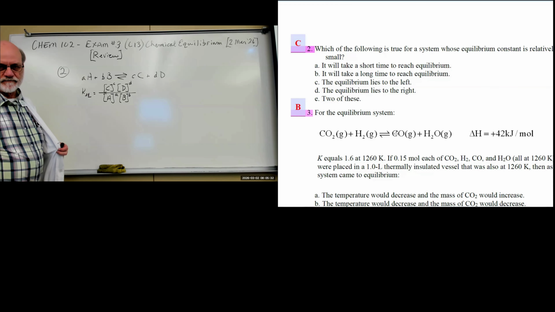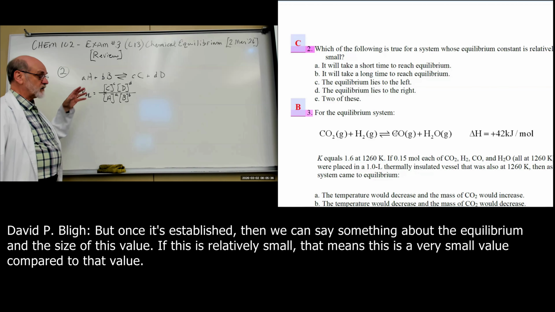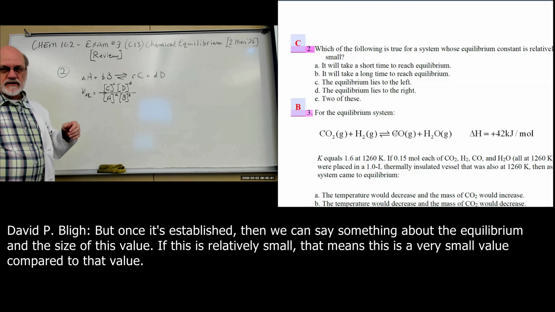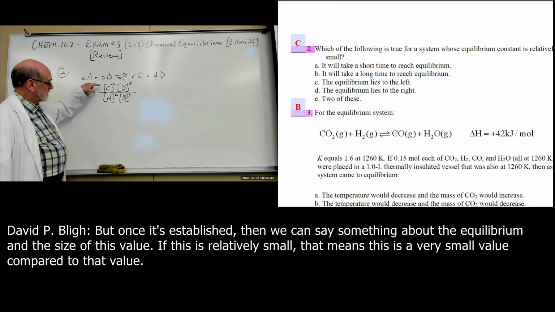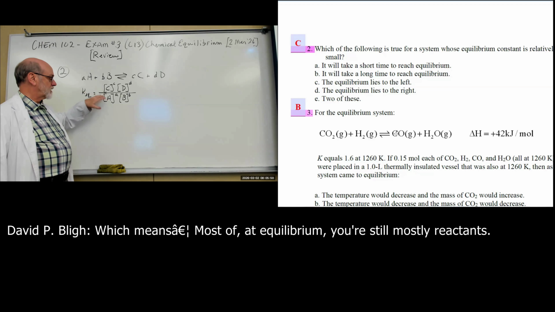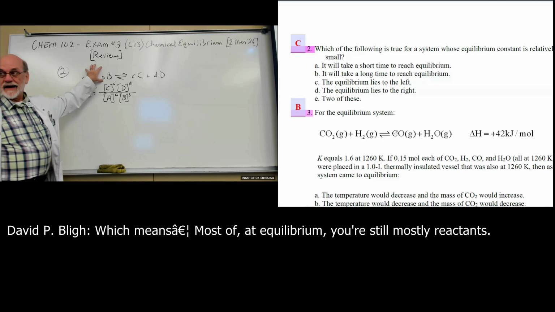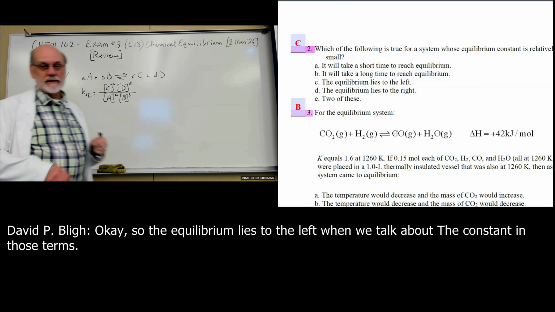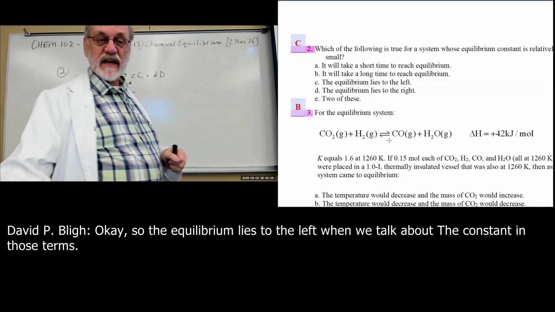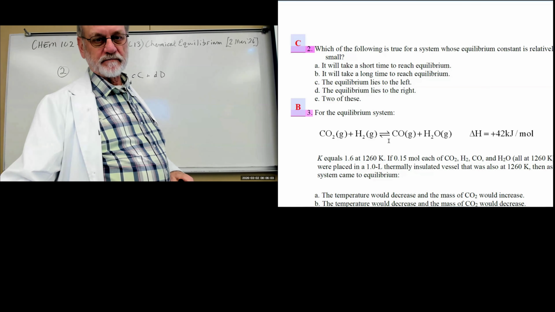They may have had good reason, or maybe they just figured, flip of the coin. But once it's established, then we can say something about the equilibrium and the size of this value. If this is relatively small, that means this is a very small value compared to that value, which means at equilibrium you're still mostly reactants. So the equilibrium lies to the left when we talk about the constant in those terms.